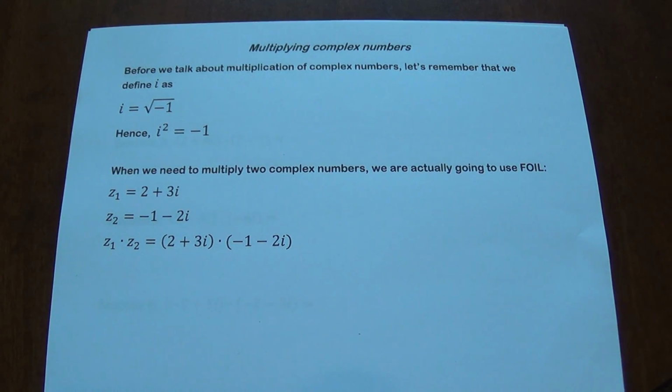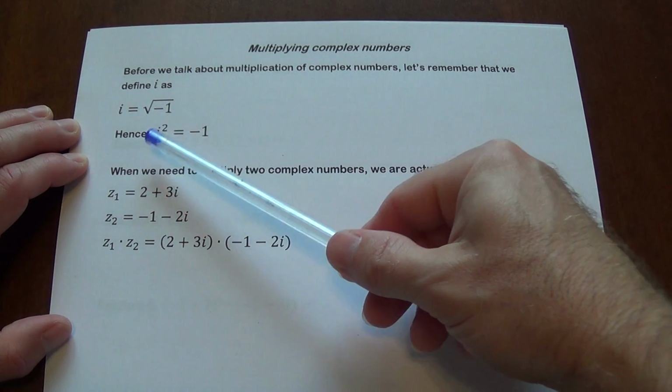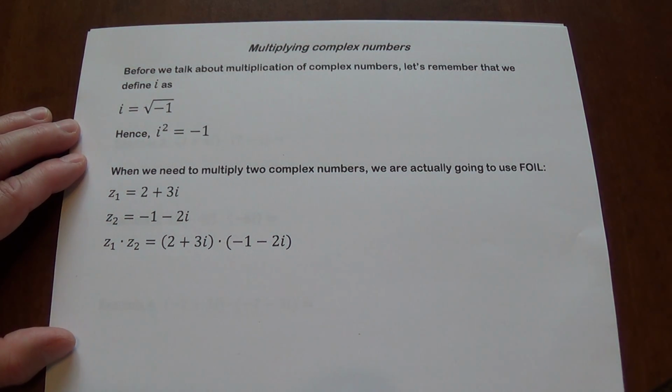Hi, we are going to discuss how to multiply complex numbers. There's something we need to refresh first. So we know that i is the square root of -1 and i squared is going to be -1. This is a very important thing to know. So when we multiply two complex numbers, we're actually going to follow a FOIL process.